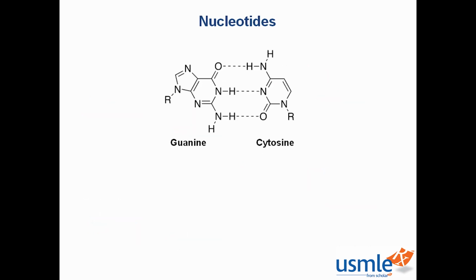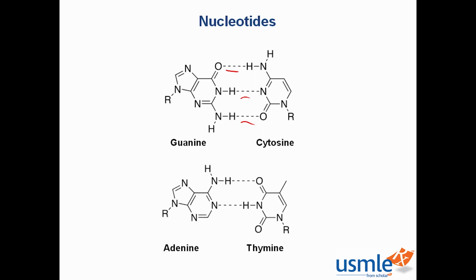So why do we care about all these functional groups anyway? Well, the differences in the locations of the ketones and amine groups determine where and how many hydrogen bonds are made when nucleotides pair up in a double helix. Guanine and cytosine pair up by forming 3 hydrogen bonds, shown by the dashed lines here, whereas adenine and thymine form 2 hydrogen bonds, 1 and 2.